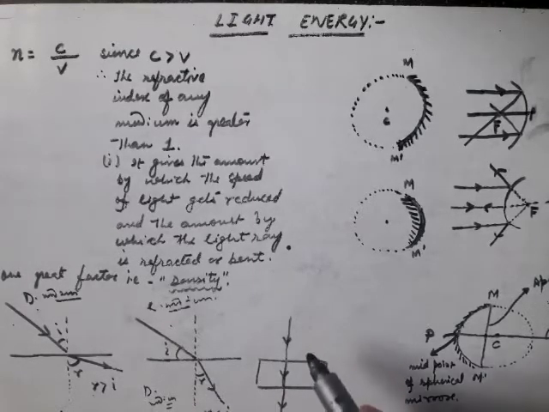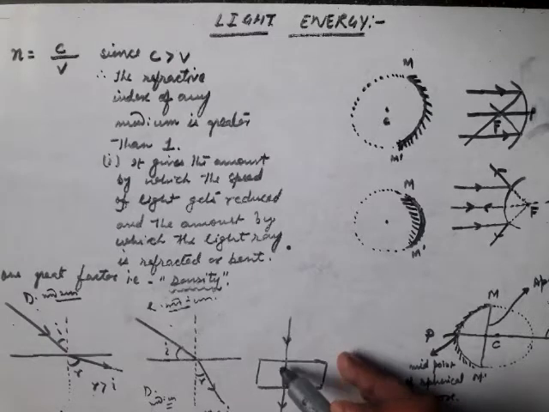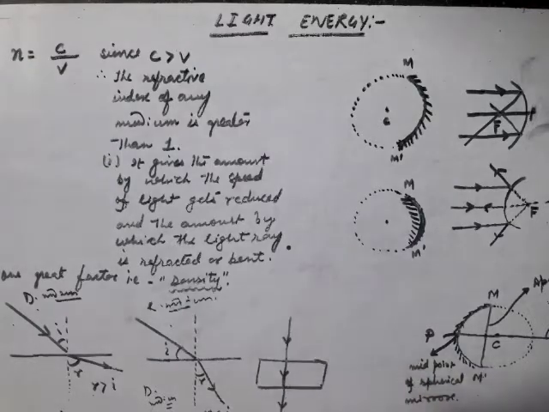And the third case: if a ray of light is incident normally, at 90 degrees to the surface, then it goes undeviated. There will not be any deviation of the light. So these are the three conditions you have to know.